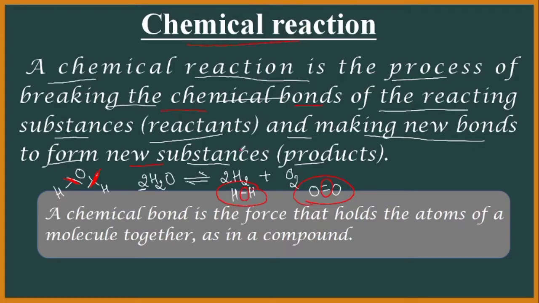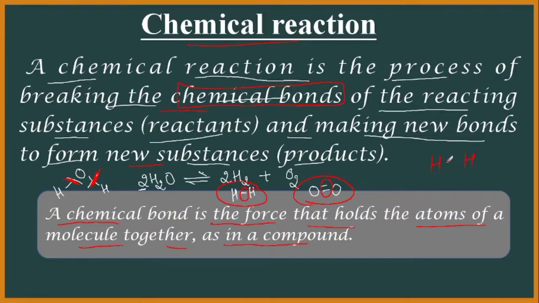Then we said it happens by the breaking of chemical bonds. Then what do you mean by a chemical bond? If you look at the bottom of the slide, you will get the definition. A chemical bond is the force that holds the atoms of a molecule together, as in a compound.